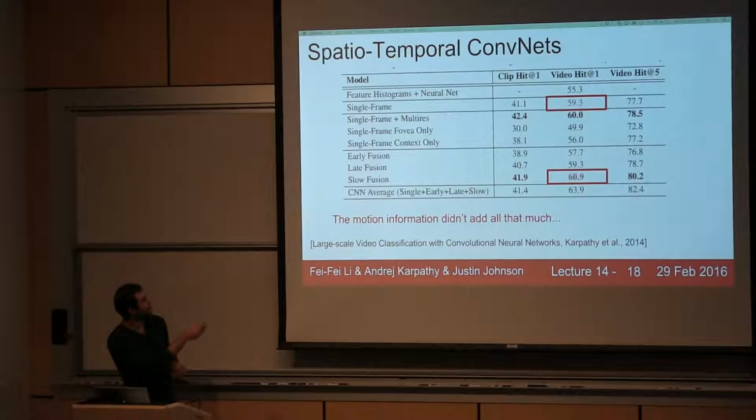For example, in this paper, we found that a single frame baseline was about 59.3% classification accuracy on our data set. And then we tried our best to actually take into account small local motion, but we ended up only bumping that by about 1.6%.